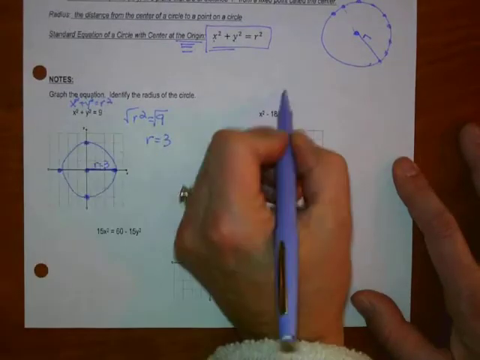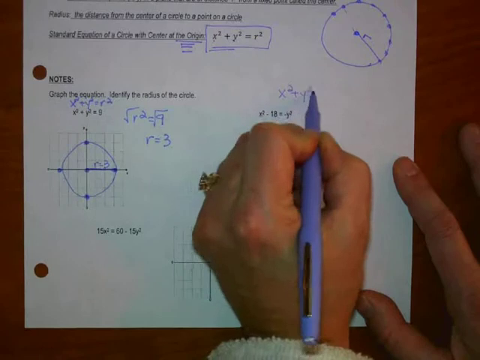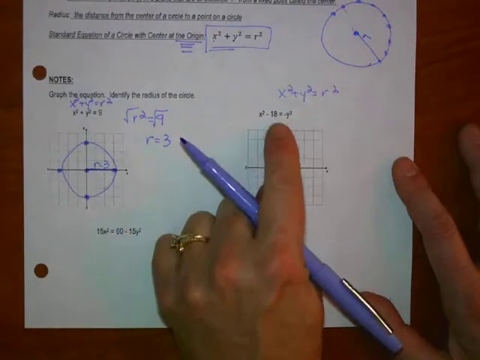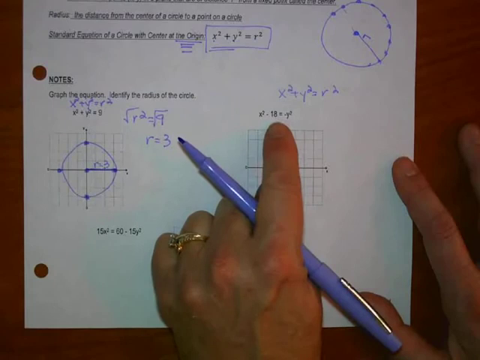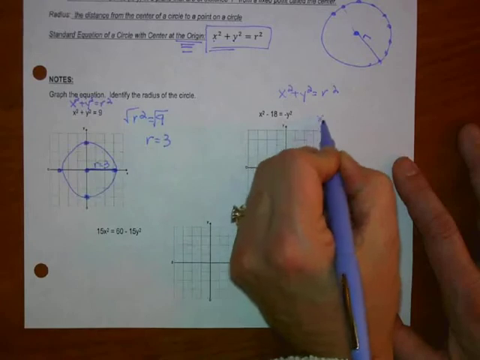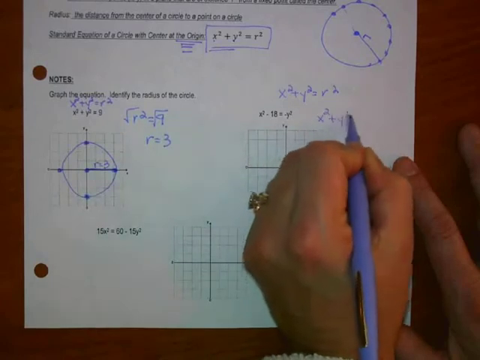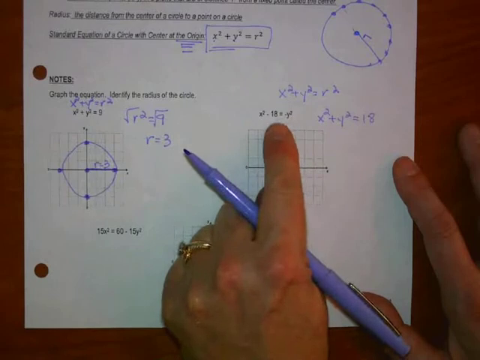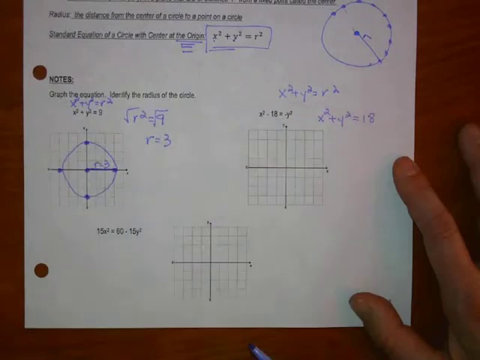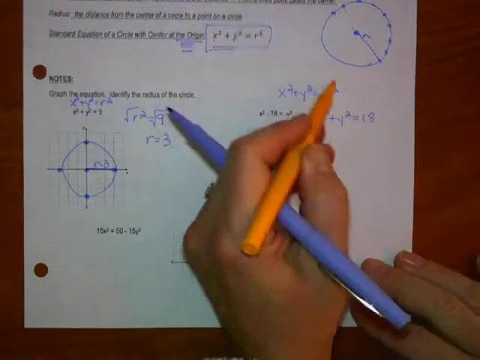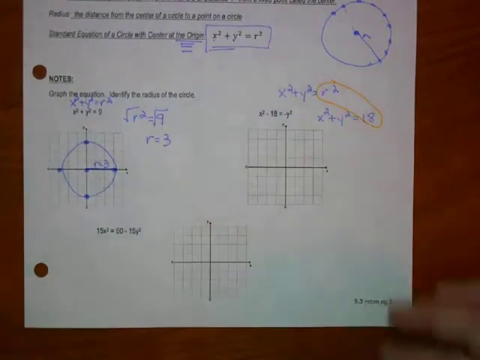All right, and let's try this one. Now it's not quite in the right form, so I need to get it in this form: x squared plus y squared equals r squared. That just means I have to move the y over, because I want to make it positive, just easier to work with, and then I'm going to move the 18 over. Move the 18, move the y. And now it's in this form. So this tells me that r squared equals 18.